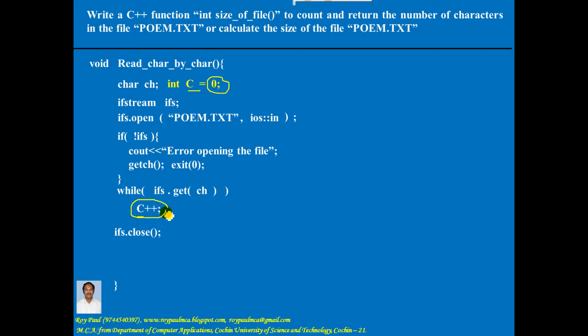After counting all the characters, the answer should be displayed on the computer's monitor. But in the question, write a C++ function to count and return the number of characters. So it does not display the count, you need to return the answer. Which means instead of the cout output operator, it is return c, because in the question after counting, return the answer. Now when you return the answer, the return type is not void. c is an integer variable, so one integer quantity is returned as answer, so here int comes.